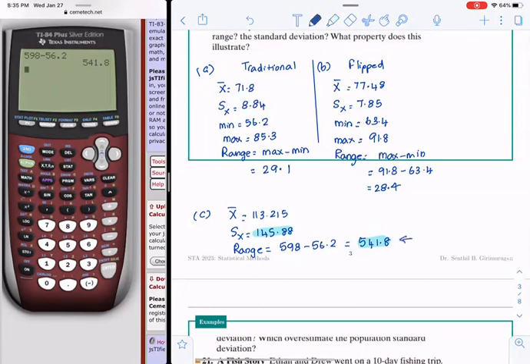So this happened because 598 is an outlier. So the range is tremendously affected by the outlier. The standard deviation will also be affected by an outlier, which we saw in this case, because it jumped from 8.84 to 145.88, but it is just not as bad as the range. Is it affected by outliers? Yes, but just not as bad as the range. So outliers will definitely affect the range as well as the standard deviation.